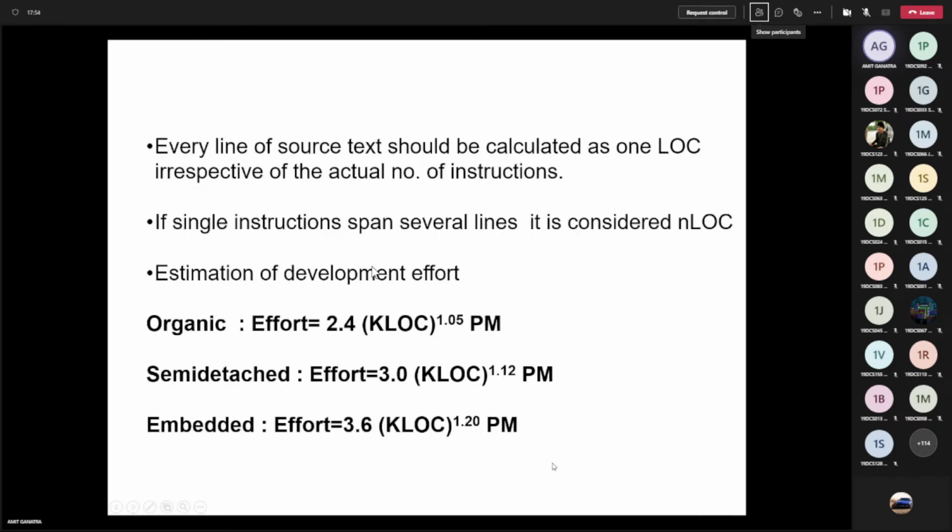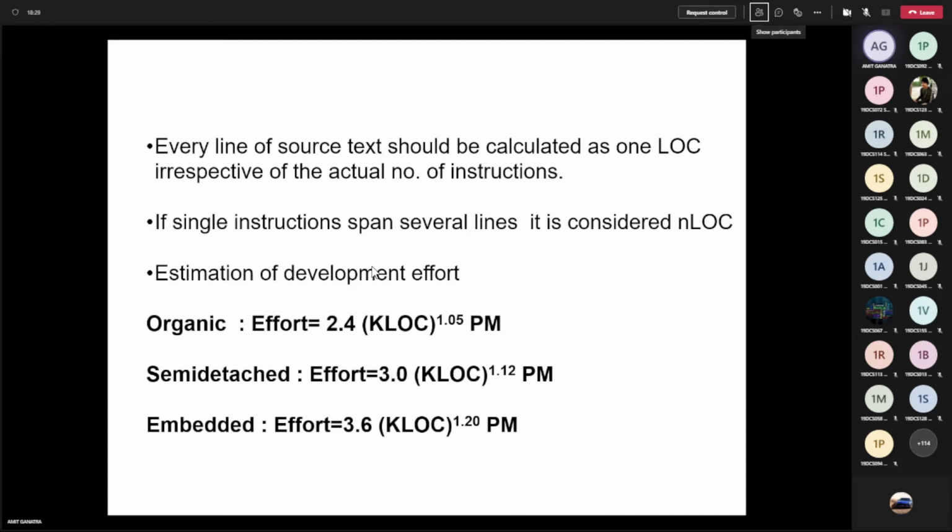So here every line of source text should be calculated as one LOC irrespective of the actual number of instructions. So try to see it is altogether different from LOC. In LOC, per instruction we have to consider one line, while here every line of source text should be calculated as one LOC irrespective of the actual number of instructions. So this is the change. So if a single instruction spans several lines, then each line is considered an LOC. So if you have written one instruction which spans 2 lines, then you have to consider it as 2 LOC.